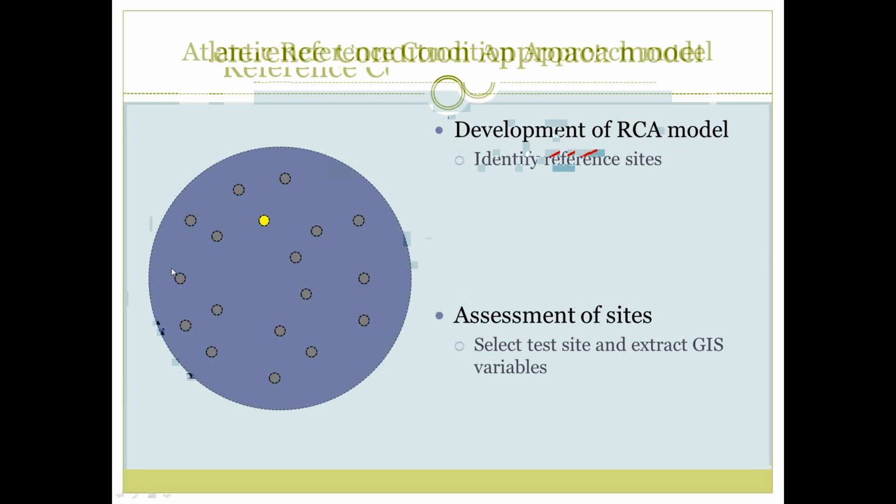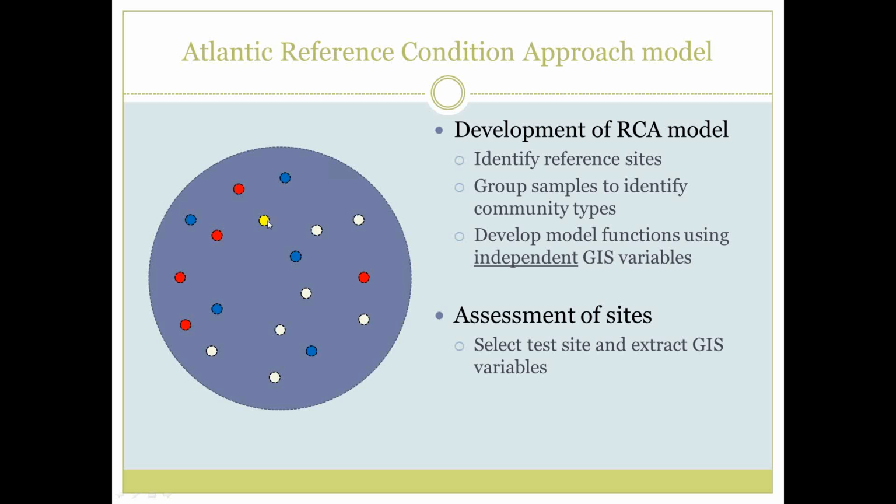Then what we can do is bring in our test site, as represented here by our yellow dot, and extract those GIS variables that we use to identify these community types. And from there, for our test site, we can calculate what's called the expected probability. It's the expected probability that our test site is most similar to one of these three types. So using our GIS variables, we can say that our test site here is 30% type A community, 45% type B community, and 25% type C community.